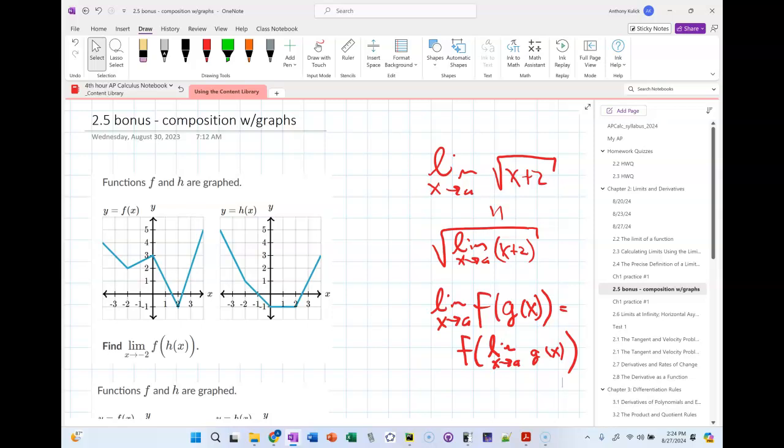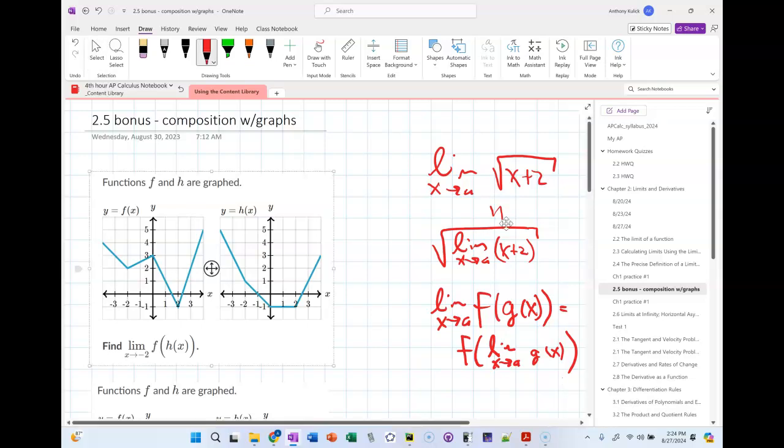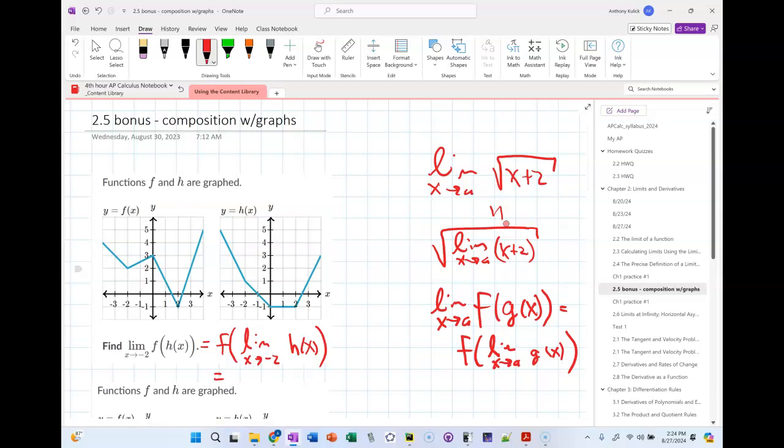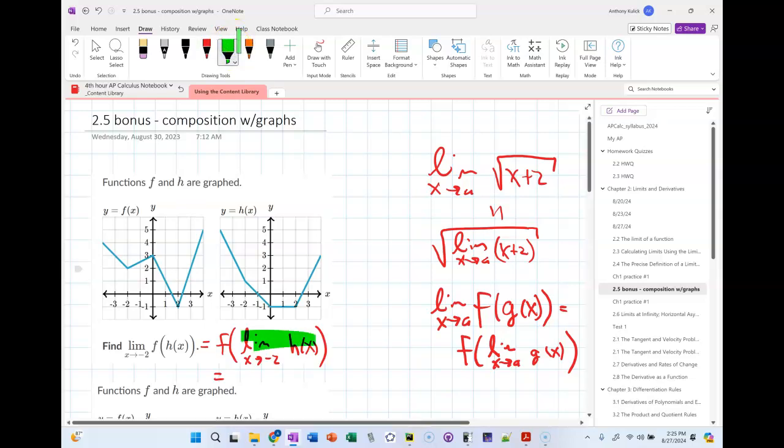So if I do this problem and I try to approach it naively like I did before and say, okay, well, that's just going to be the limit equal to f of the limit as x approaches negative 2 of h of x. And because h of x is continuous, what is the limit as x approaches negative 2 of h of x? Got to be.